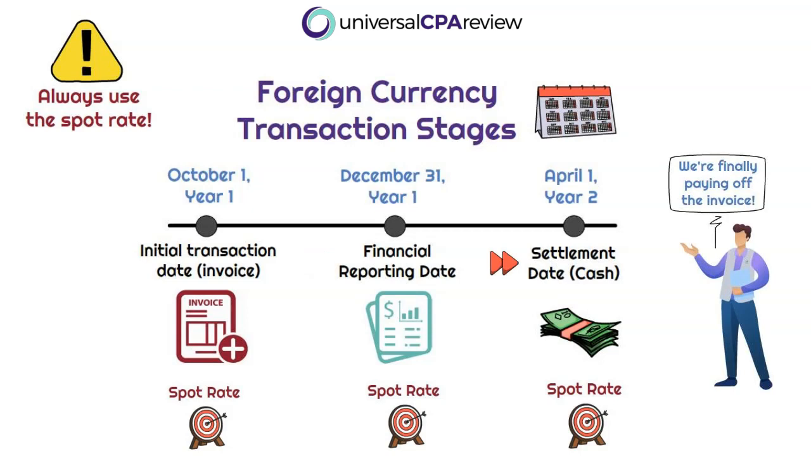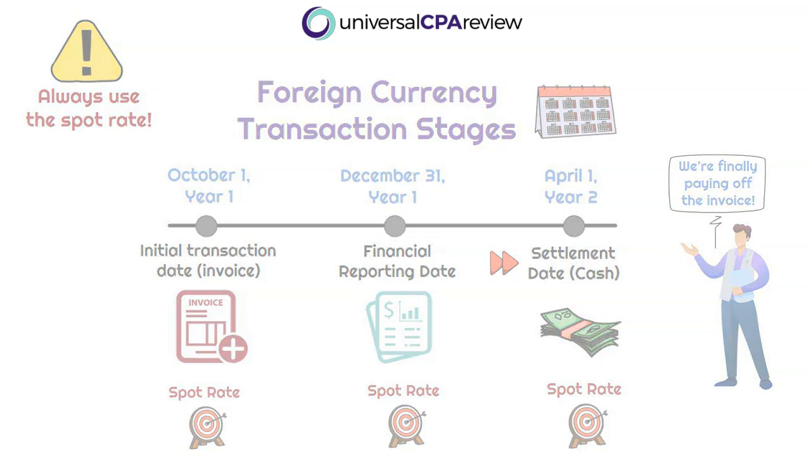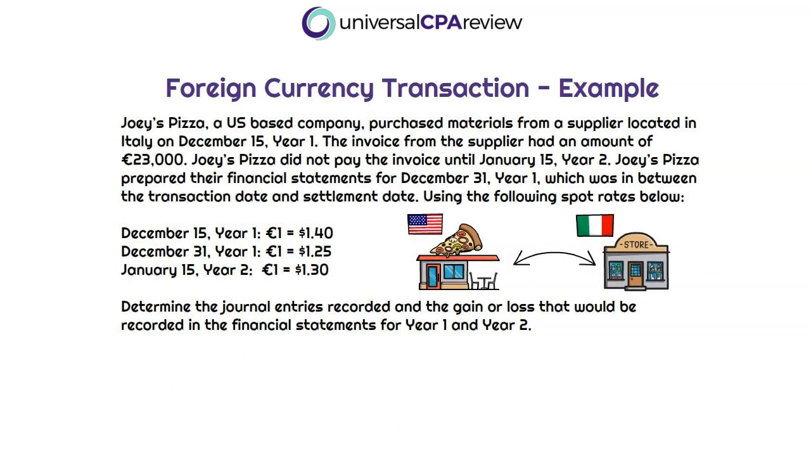So let's go through an example because it will make a lot more sense. In our example, we have Joey's Pizza Company. They make the best pizza in the US. Now, where did they get their materials? Well, of course, they purchased them from a supplier located in Italy. This purchase of materials occurred on December 15th of year one. The invoice from the supplier had an amount of 23,000 euros, and Joey's Pizza did not pay the invoice until January 15th of year two, right? So we have basically a lag between the invoice date and the settlement date.